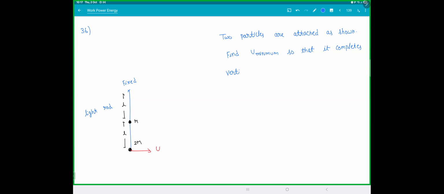Be careful, don't say root 4gL. That is derived for a single particle. Here I messed up the whole question. So this guy will go in a smaller circle. This guy will go in a bigger circle. Find the minimum speed of that 2m particle so that this completes a vertical circle. Let's see how will you handle this.